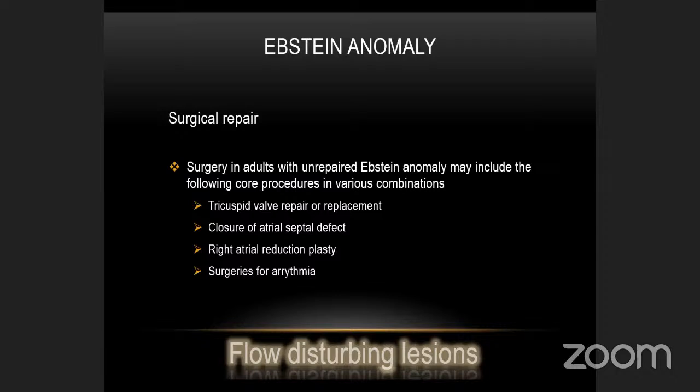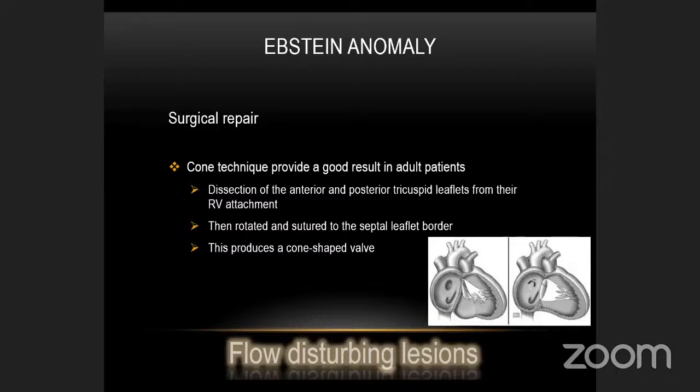Surgery in adults with unrepaired Ebstein anomaly may include the following core procedures in various combinations: tricuspid valve repair or replacement, closure of atrial septal defect, right atrial reduction plasty, and surgery for arrhythmias. The cone technique provides a good result in adult patients.